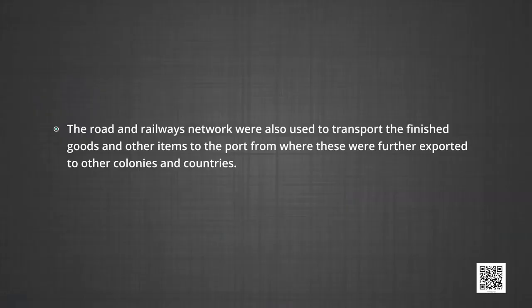Number three, the road and railways network were also used to transport the finished goods and other items to the port, from where these were further exported to other colonies and countries. This way, the British administration earned lots of foreign exchange.